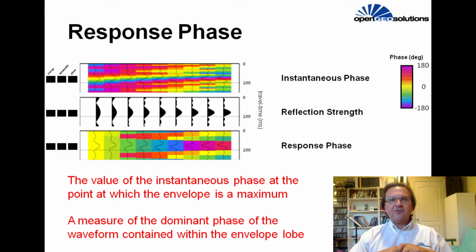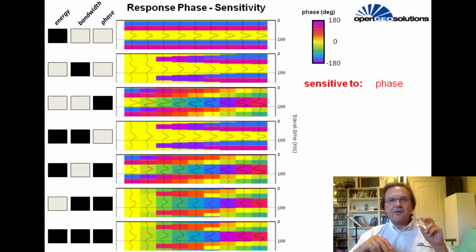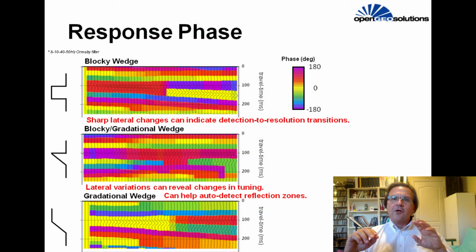Response phase is the value of instantaneous phase, once again at the point at which the envelope is a maximum. One value is obtained for each energy lobe and is returned as a constant for the entire time width of that lobe from trough to trough. This value commonly represents the dominant phase of the waveform. It is independent of amplitude and is particularly useful for discovering phase differences in overlap portions of seismic surveys. Sharp lateral changes can be indicative of detection to resolution transitions.